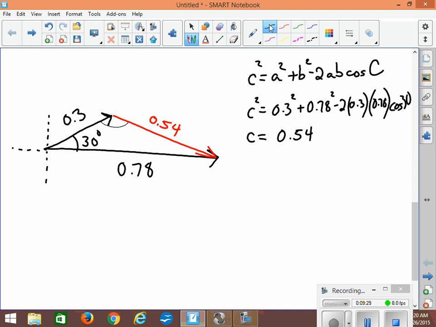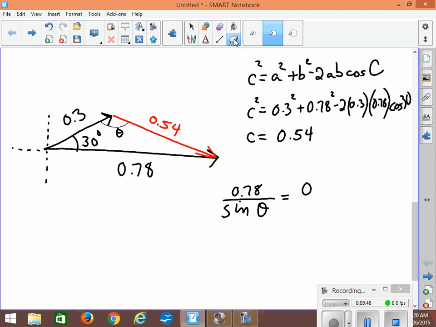So to do that, let's do our sine law. We would write 0.78 divided by the sine of that angle theta, which I'll put here, theta. And then that would equal 0.3, oh, sorry, wrong one, 0.54, that's the side that we know with the corresponding angle, and the sine of 30.